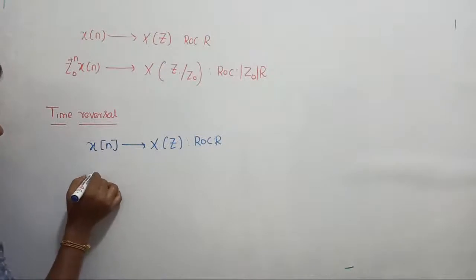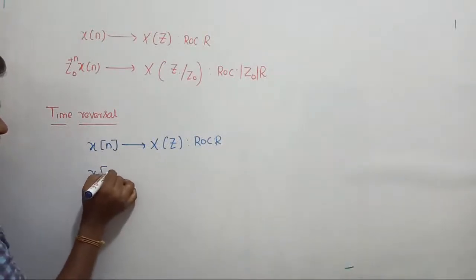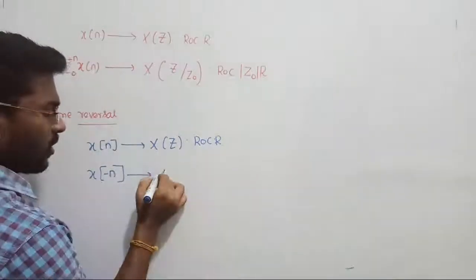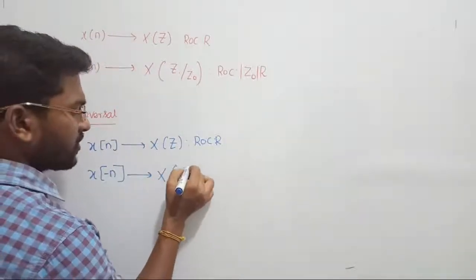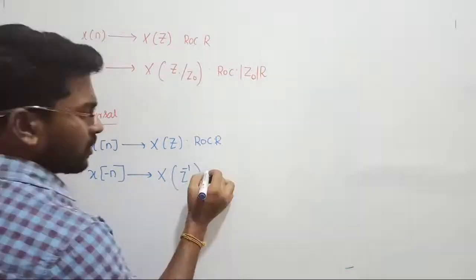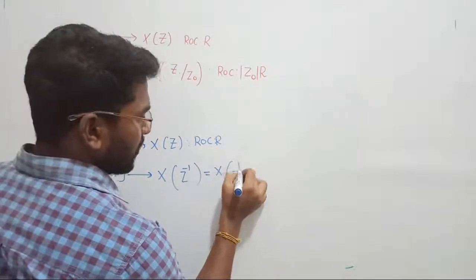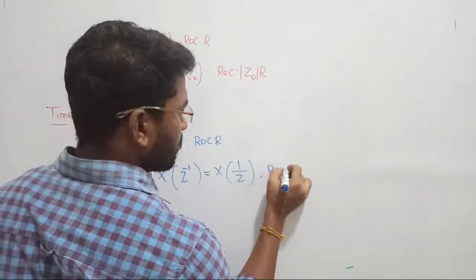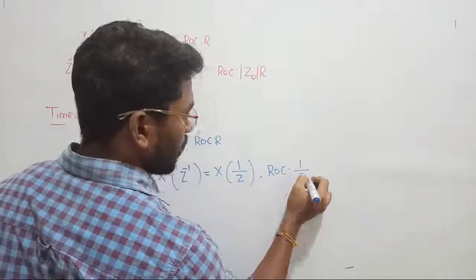Suppose I have a signal. Time reversal means your signal is being reversed in time domain. Then what will happen in z domain? In z domain your function can be defined with z to the power minus 1, or this function can be rewritten as x of 1 upon z, with its corresponding region of convergence ROC also being reversed.